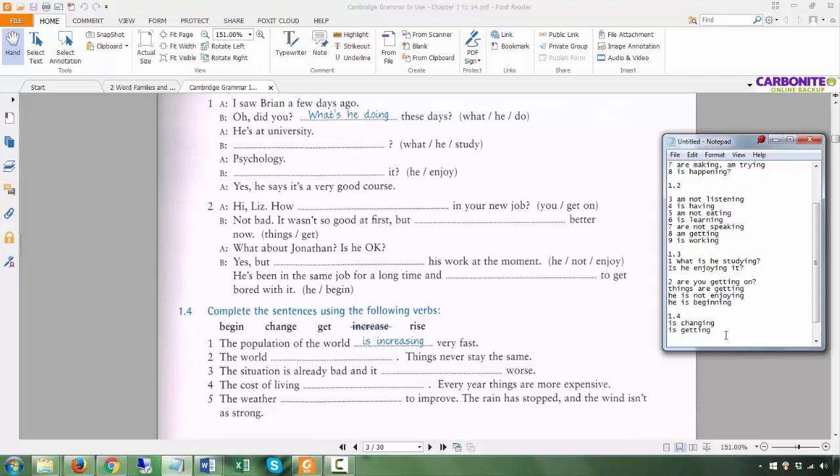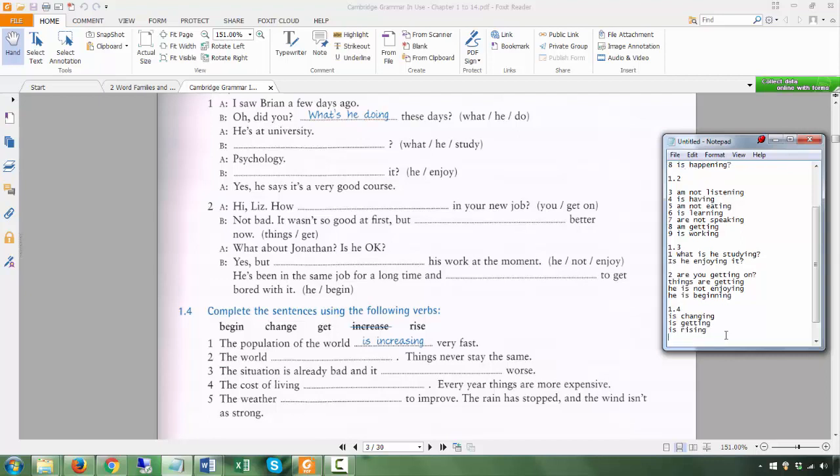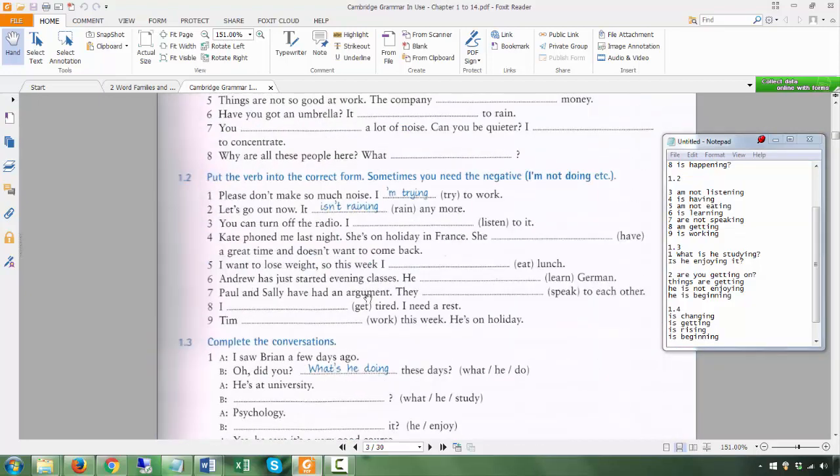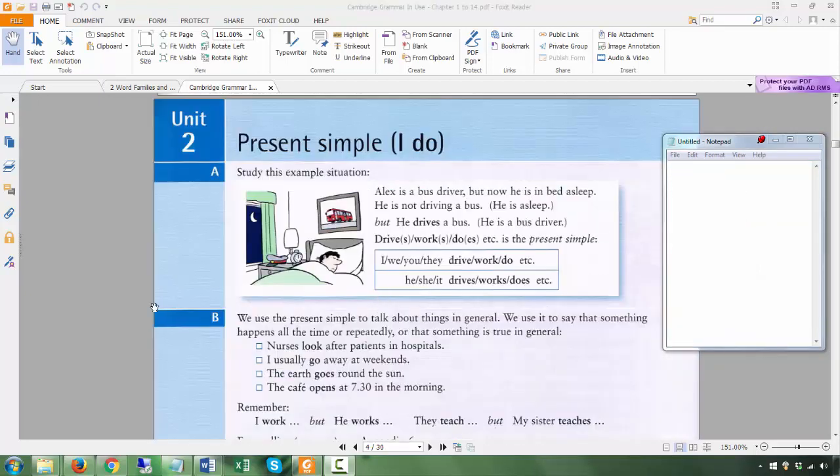The cost of living, what? Every year things are more expensive. The cost of living is rising. The weather is beginning to improve. Okay, so that is your work for the present continuous tense. All right, let's go to the present simple tense right now.